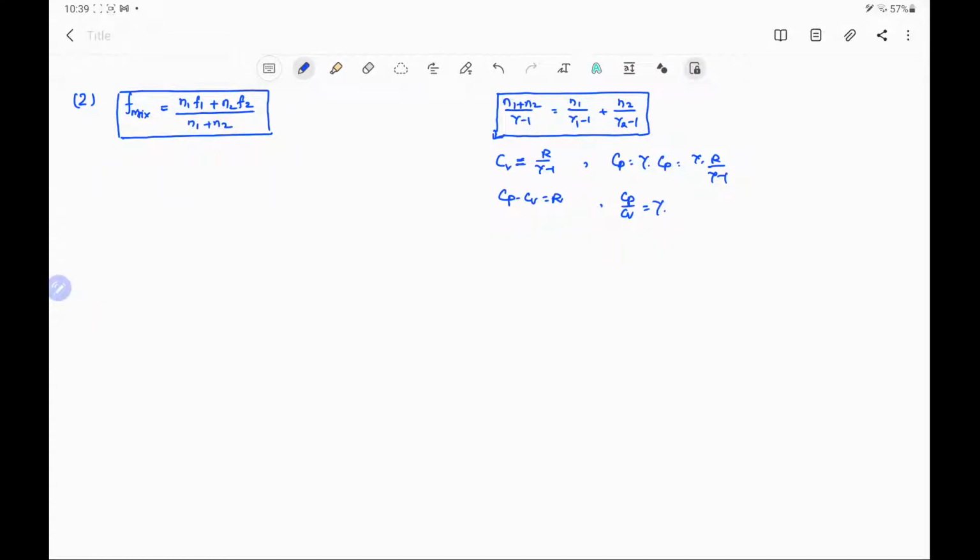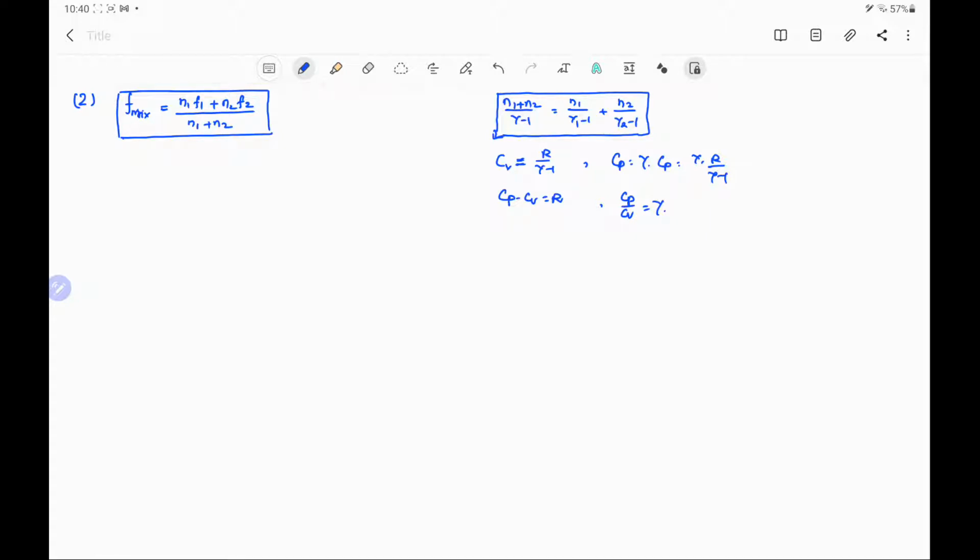Earlier we have derived the relation for the mixture of two gases in a container, which was N1 plus N2, that is the sum of the number of moles of the mixture of the gases, divided by their resultant gamma minus 1, where gamma is the ratio of molar specific heats at constant pressure and volume. This gamma is the ratio of Cp by Cv for the mixture, and it is equal to N1 by gamma 1 minus 1 for the first gas plus N2 by gamma 2 minus 1 for the second gas.